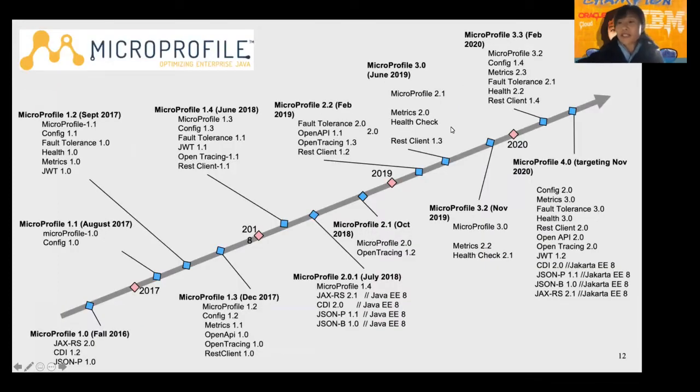This is a quick timeline for MicroProfile. We aim for 3 releases per year, with the exception of this year, because we spent more time setting up a working group. The next release is MicroProfile 4.0, hopefully in November. The latest release is MicroProfile 3.3.